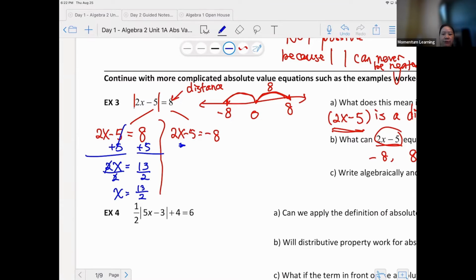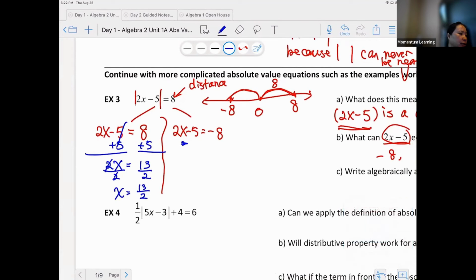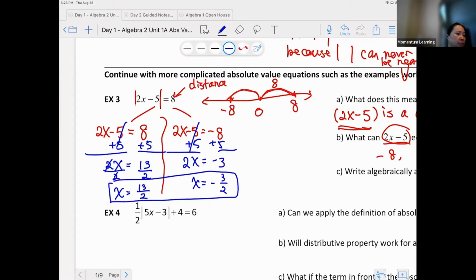I received a couple of answers. Now let's work it out together. It's just like the one on the left side. The first step is add 5 to both sides, and then you have 2x equals negative 3. Then divide by 2. So x equals negative 3 over 2. That's your two answers. So x can be 13 over 2 or negative 3 over 2.